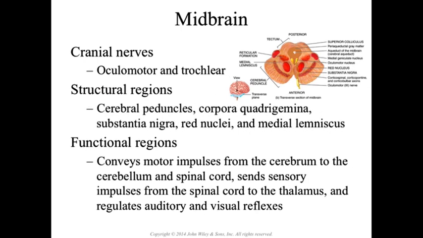All right, I'm going to show you the red is for the red nuclei. Black is the black substance, substantia nigra, and the twins in the back, corpora quadrigemina. It's going to convey motor impulses from the cerebrum to the cerebellum and the spinal cord. It's going to send sensory impulses from the spinal cord to the thalamus, and it's involved in regulating auditory and visual reflexes, especially the twins in the back, the corpora quadrigemina, where we have superior and inferior colliculi. Okay, it's also known as the tectum.